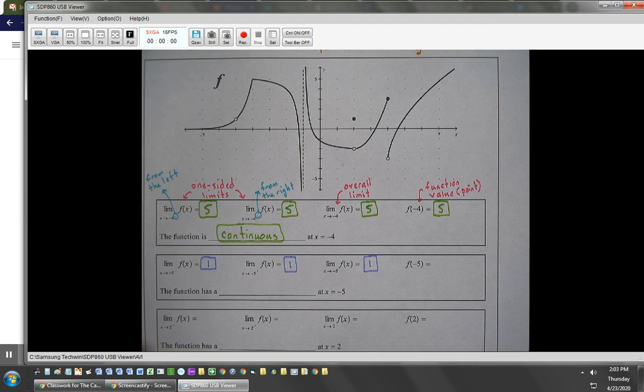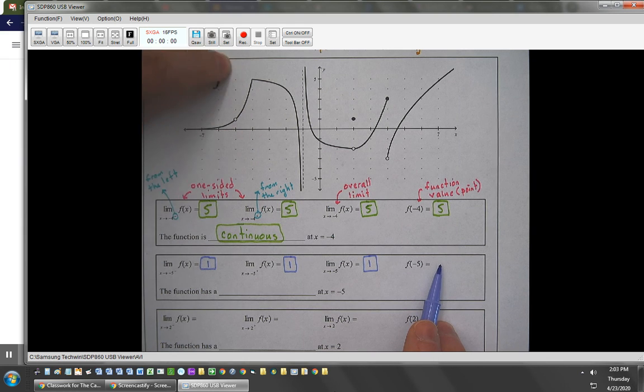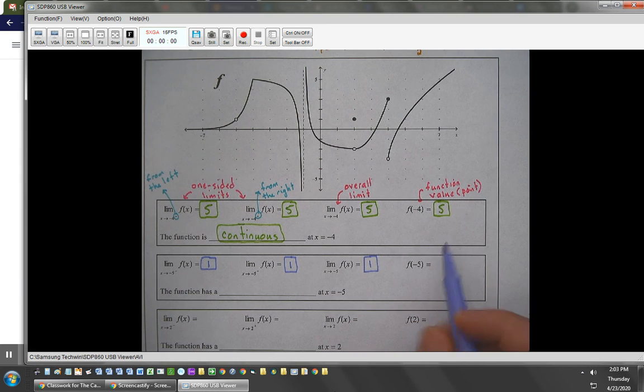I'll talk about that in a second. Let's talk here. So what's the actual point? Now we're looking at what's happening specifically at -5. So I track to -5. I go up or down from there. Is there any dot? Is there any point? No. All we do is go whoosh right through that hole. There is no actual point here. So we would call this DNE, which stands for does not exist.